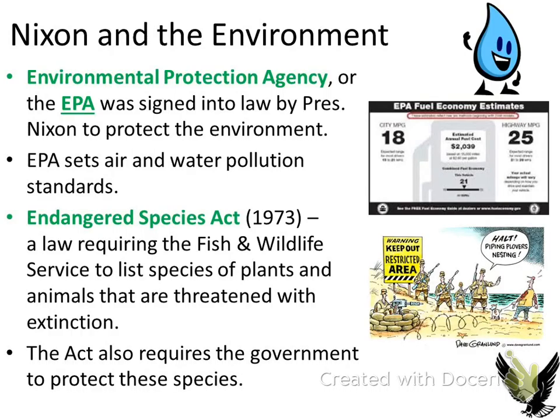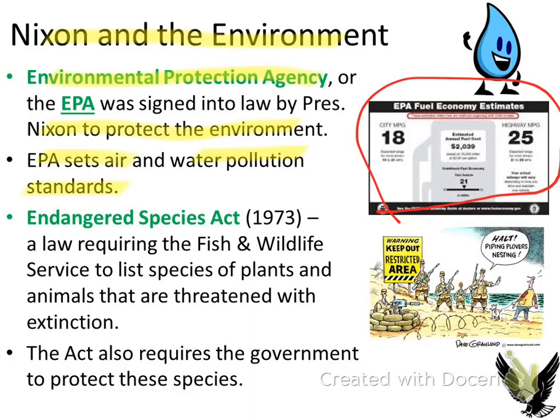With the Nixon administration. Again, that's all we'll look at in this slide presentation. And we're looking at Nixon and the environment. As I told you, Nixon is not a conservative by our standards today. Things like the EPA, the Environmental Protection Agency, was signed into law by Nixon to protect the environment. The EPA sets air and water pollution standards, among other things. As you can see right here, we have an example: EPA fuel economy estimates. When you go look at a new car or a used car in many cases, there is a sticker on the window that you see.